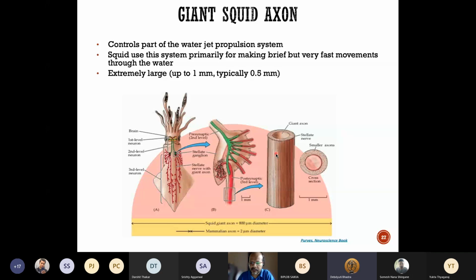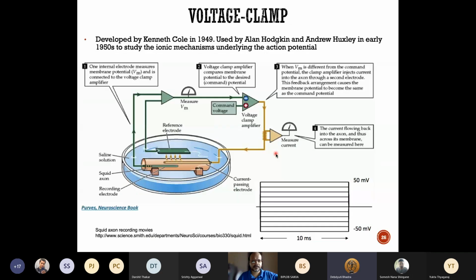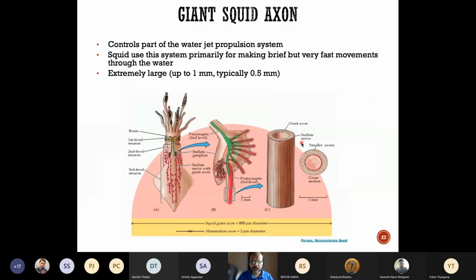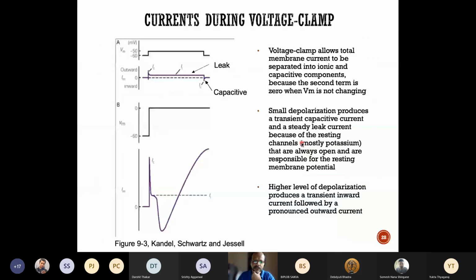Excuse me, sir, how are they measuring conductance? I didn't get that. Yeah, I will get to the conductance. Right now, I was just talking about the current. I'll get to the conductance in a bit. So this is the giant axon. So I'll get to your question.